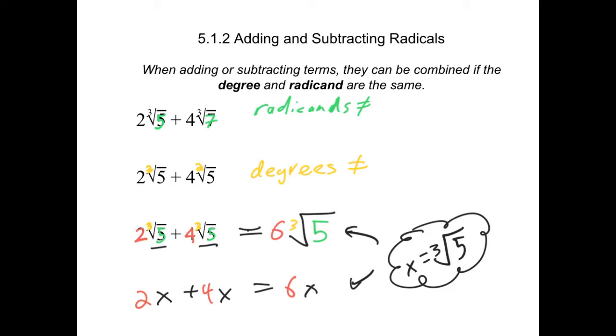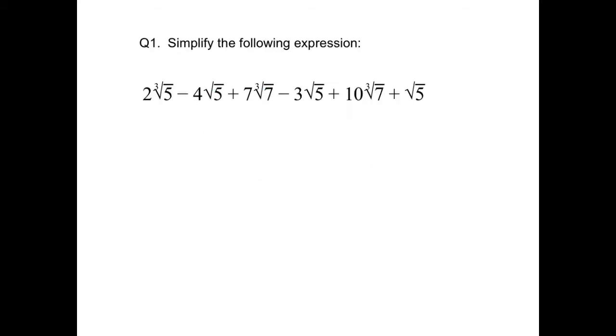Let's take a look at a few examples now. All right, question number 1. Simplify the following expression. I'm not going to read the whole thing out. You can see the expression here. Now we have 6 different terms. Some of these can combine. Some of them cannot combine. So how are we going to determine which ones can and cannot combine? We're going to look at the radical portion of the expression. And if the degree and the radicand are the same, we can combine them.